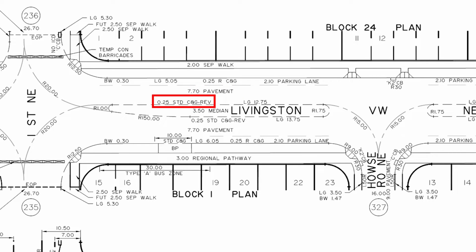In the median, 0.25 STD C&G Rev means there is a 250 millimeters reverse standard curb and gutter. 3.50 median means the median is 3.5 meters wide from lip of gutter to lip of gutter. R 1.75 means the radius of the curve is 1.75 meters. We can also clearly see where concrete structure changes occur. For example, at the bus pad labeled BP, we see STD, C and G.